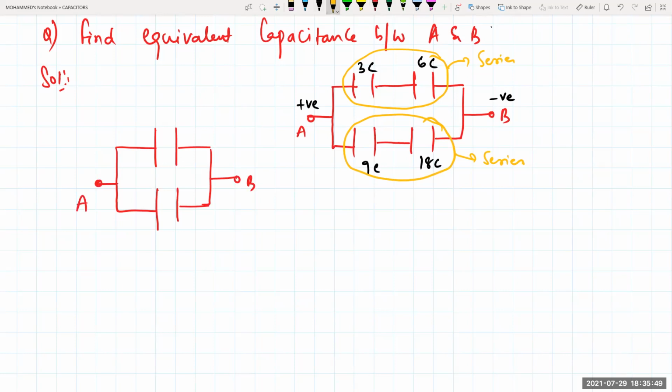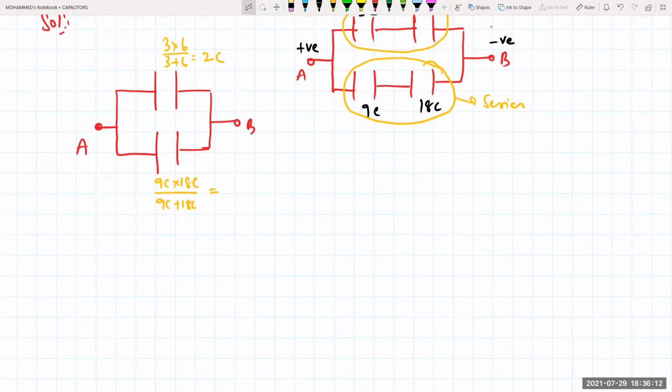So what will be the value? Above, this will be 3C into 6C divided by 3C plus 6C. Yes, sir. 2C. This one will be 9C into 18C divided by 9C plus 18C. Right? Yes, sir. How much does this come to? Six, sir. 6C. Okay, that means ultimately this one is 6C and this one is your 2C.